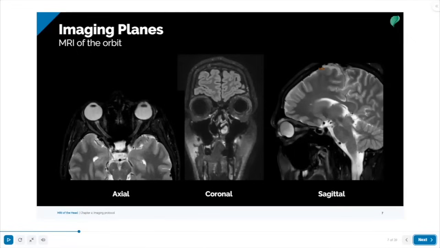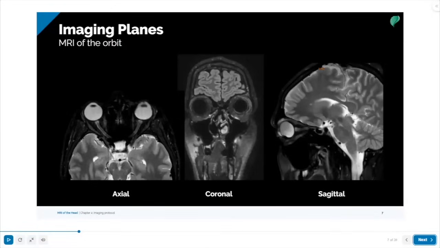The axial plane is particularly important for detecting and characterizing various orbital pathologies, including orbital masses such as tumors or cysts, inflammatory conditions such as orbital cellulitis or thyroid eye disease, vascular abnormalities, and traumatic injuries such as orbital fractures or hemorrhages. Additionally, the axial plane allows assessment of the relationship between the orbital structures and can aid in determining the extent of involvement of adjacent structures in pathology. That's this one right here. This is your axial transverse.